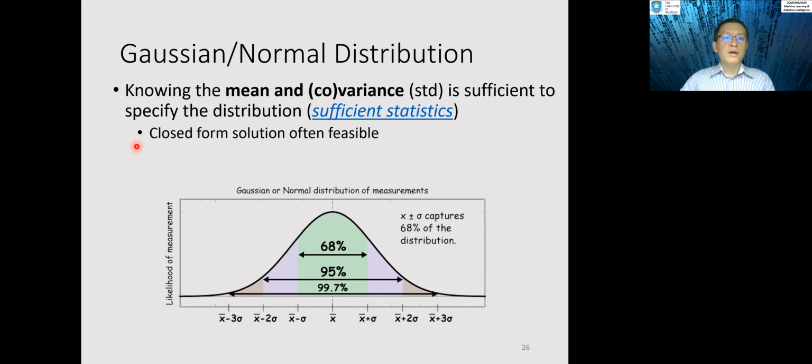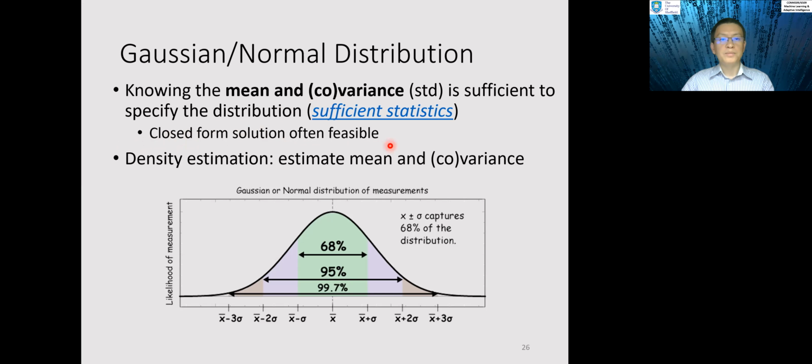And for Gaussian distributions, we often have closed form solutions for our machine learning models. And therefore, to estimate a Gaussian distribution, we just need to obtain the mean and the variance or the covariance. So that's all we need to estimate the distribution in a Gaussian form.